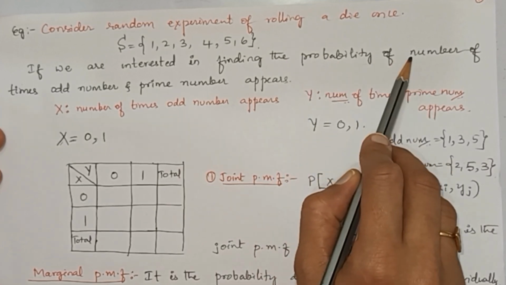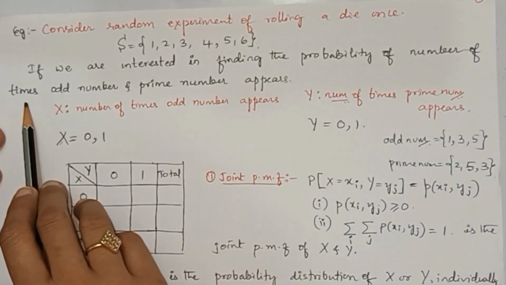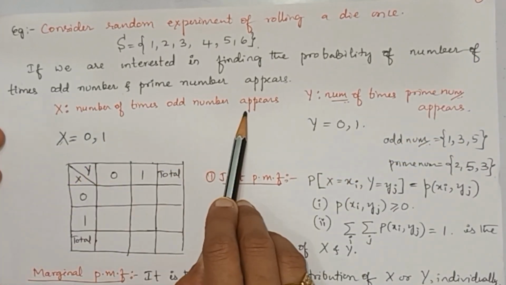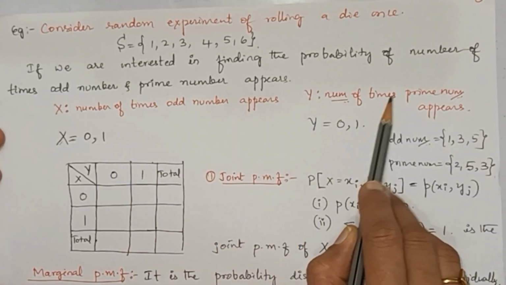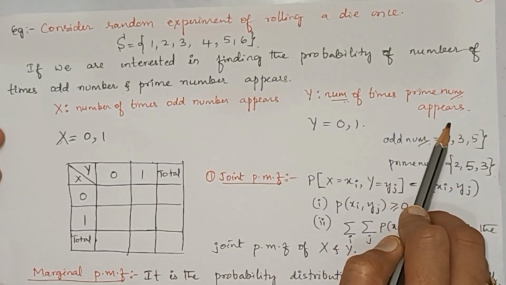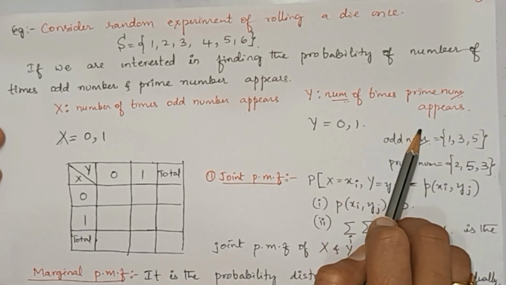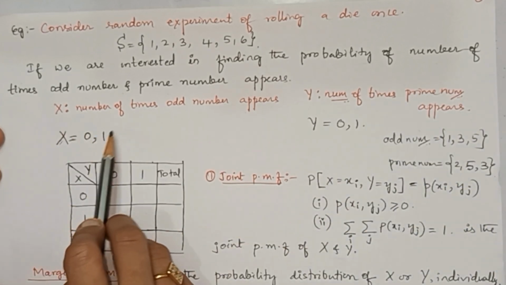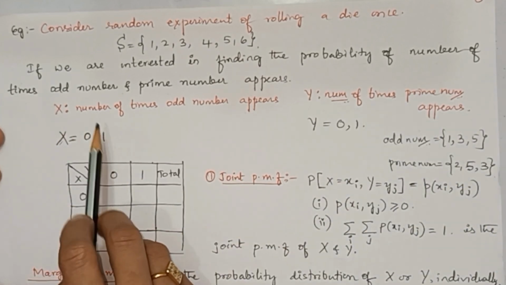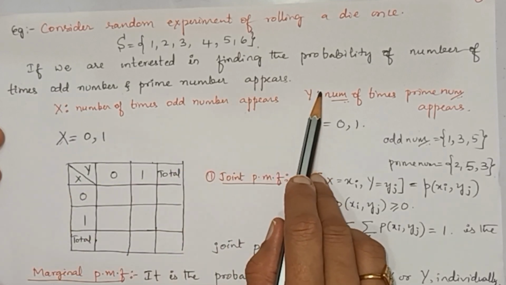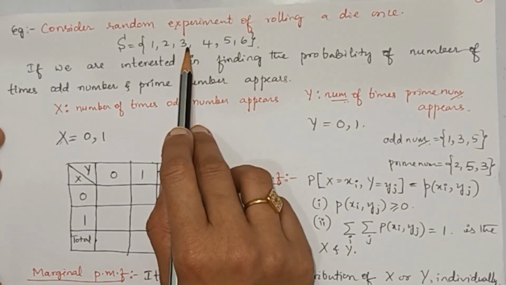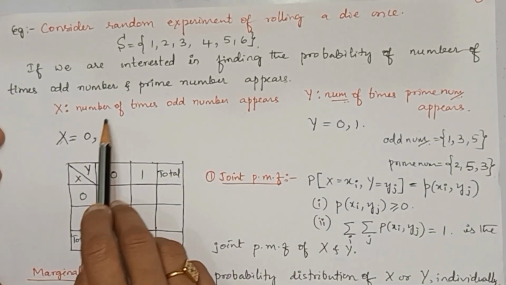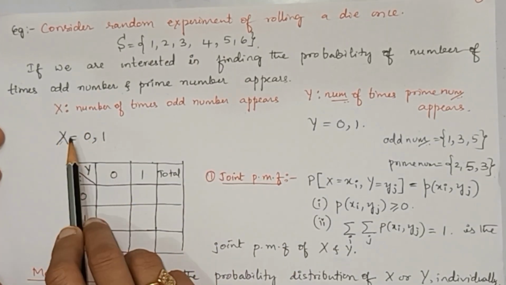One random variable is the number of times an odd number appears, and another random variable is the number of times a prime number appears on a die when you roll a die. So x can take how many values? This is a bivariate random variable associated with the same random experiment. So x can take 0 and 1. These are the two values.